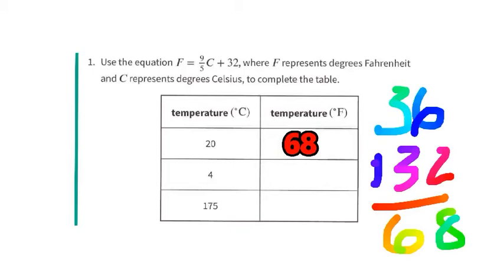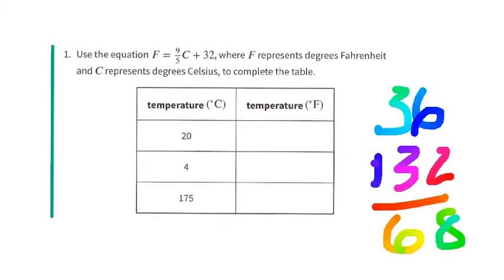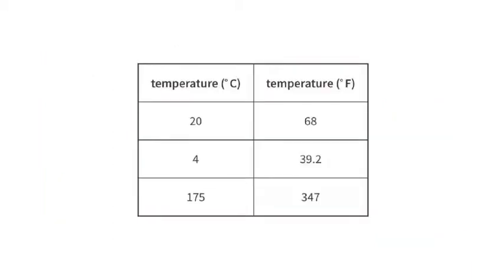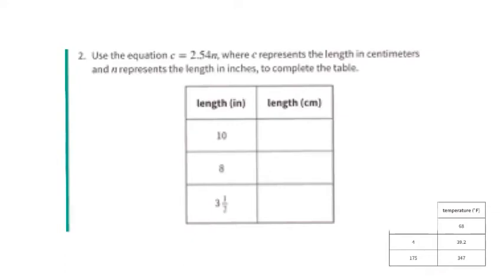Go ahead and try the same thing for the next two rows. Wherever you see a C, you are going to plug in 4 first, and once you finish that, you're going to plug in 175 for C. And your finished table should look a little something like this. Now, we're going to keep that table in our reminder, and we're just going to move it to the side.